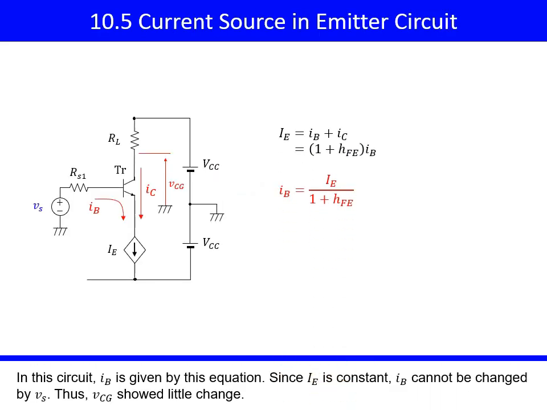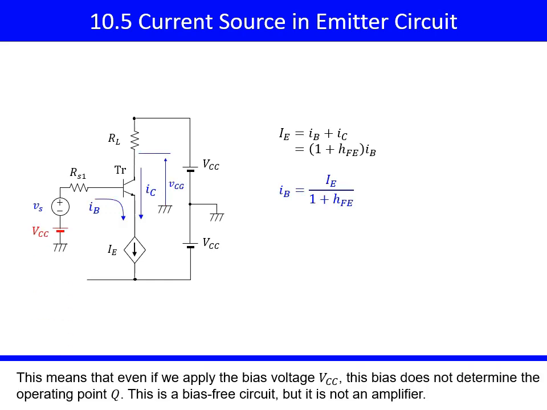In this circuit, IB is given by this equation. Since IE is constant, IB cannot be changed by Vs. Thus, VCG showed little change. This means that even if we apply the bias voltage VCC, this bias does not determine the operating point Q. This is a bias-free circuit, but it is not an amplifier.